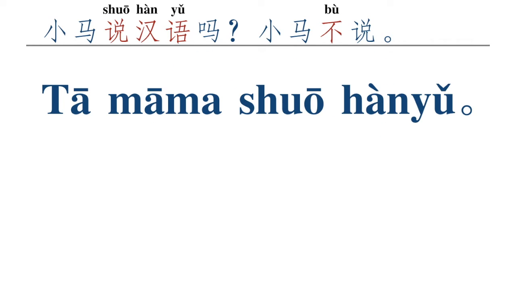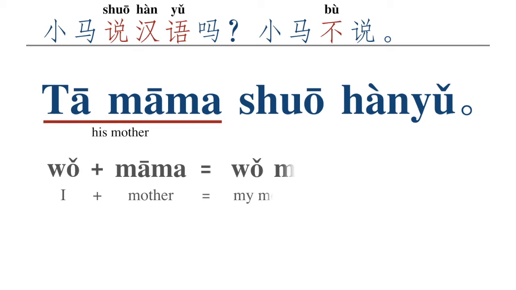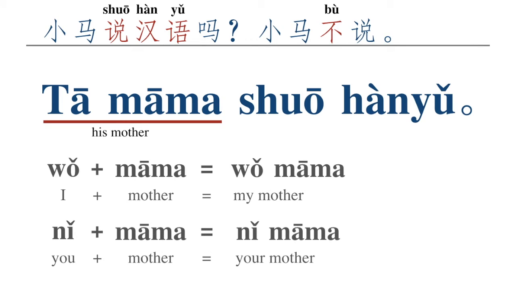There are no new words here. The sentence means his mother speaks Chinese. Pay attention to how to say his mother in Mandarin. You just need to say the pronoun he, then the word mother. Then we have his mother. In the same manner, how to say my mother. Use I and mother. Then you have 我妈妈. What about your mother? You and mother. 你妈妈.